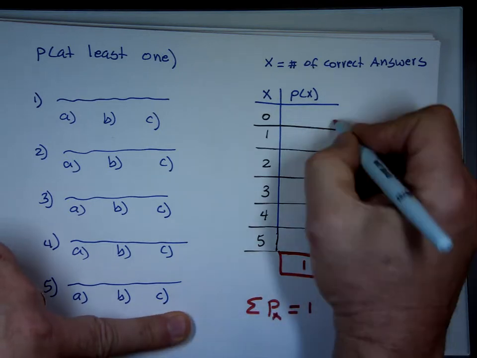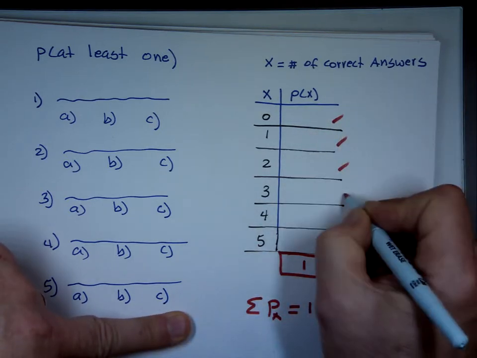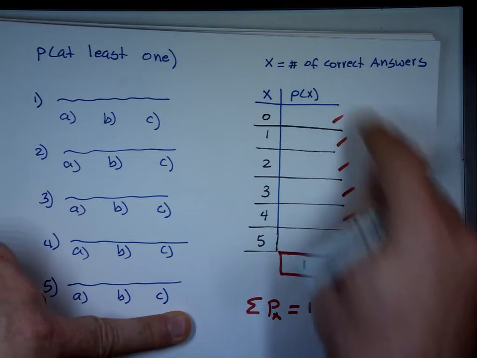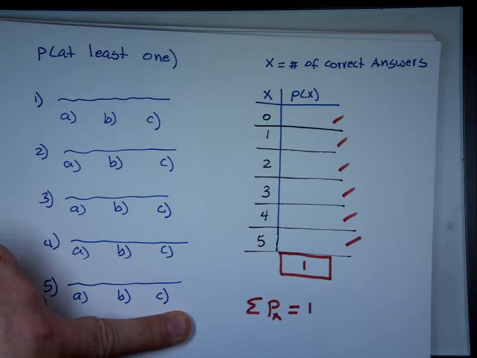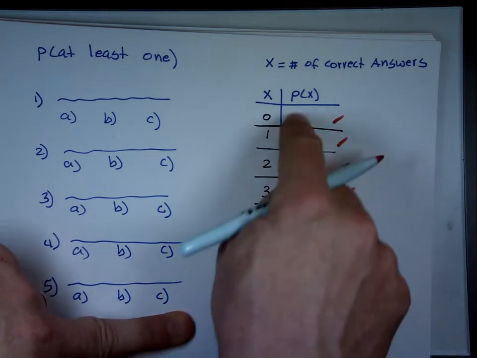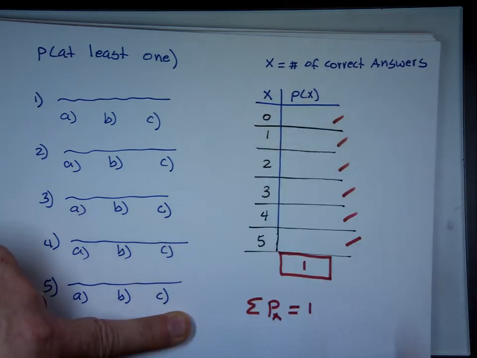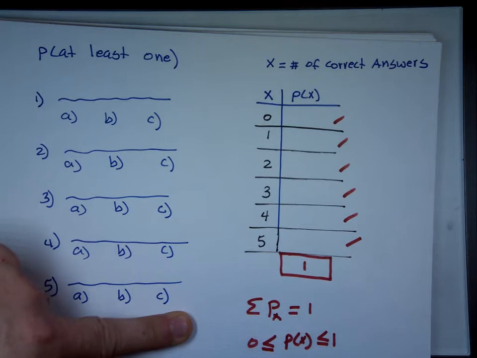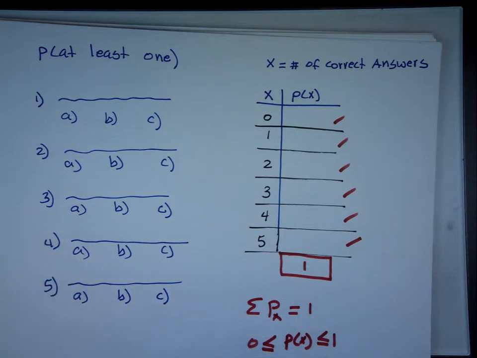If you take the answer to this, plus this, plus this, plus this, plus this, plus this, and add them, you should have a 1. And the other condition: the probability of any one of these cases is always between 0 and 1. The probability of any of these cases has to be between 0 and 1.